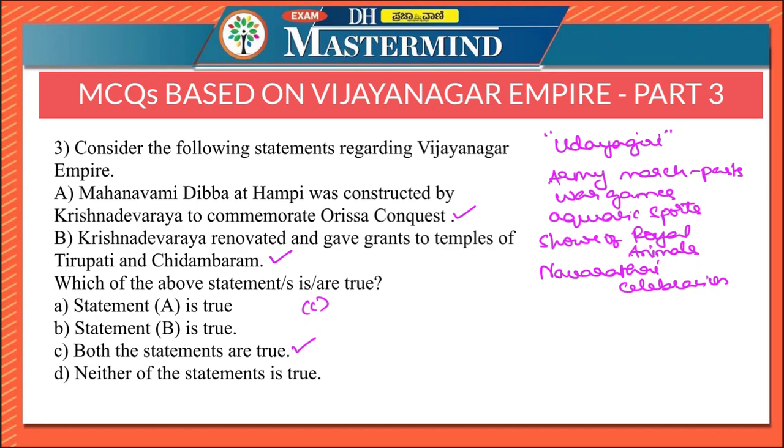Not only Tirupati and Chidambaram, but also Sri Shaila, Sri Rangam, Kanchi, Kalahasti, etc. received grants from Krishnadevaraya, and also Krishnadevaraya renovated these temples as well. He also constructed Raya Gopura to these temples.